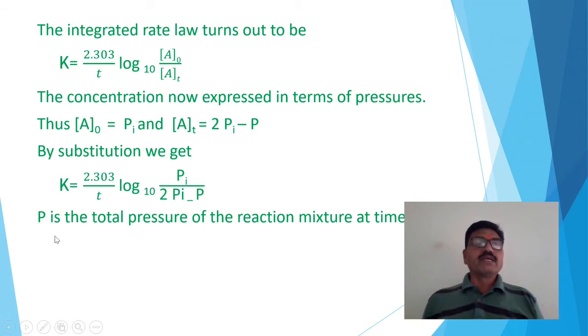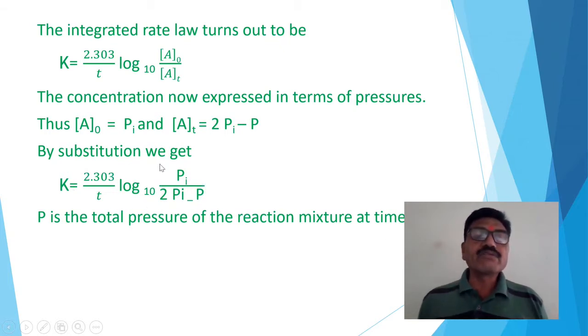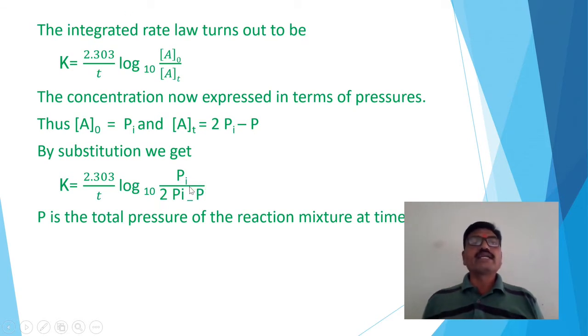By substituting we get this expression. Here P is the total pressure of the reaction mixture at time t, and this equation is called the integrated rate law equation for the first order gas phase reaction. We have to note the difference between the two: one is for the solution, and this one is for reactions involving gases, when pressures are there. There are numericals which are based on this.